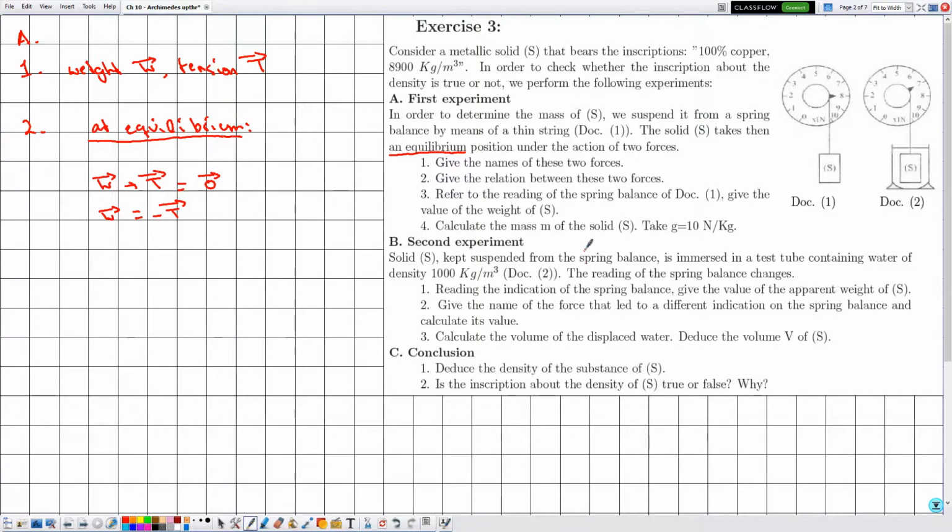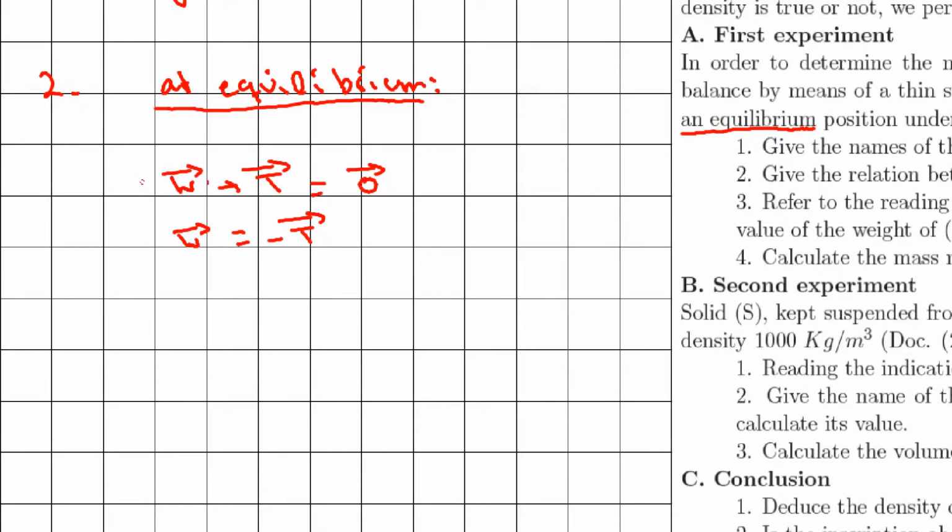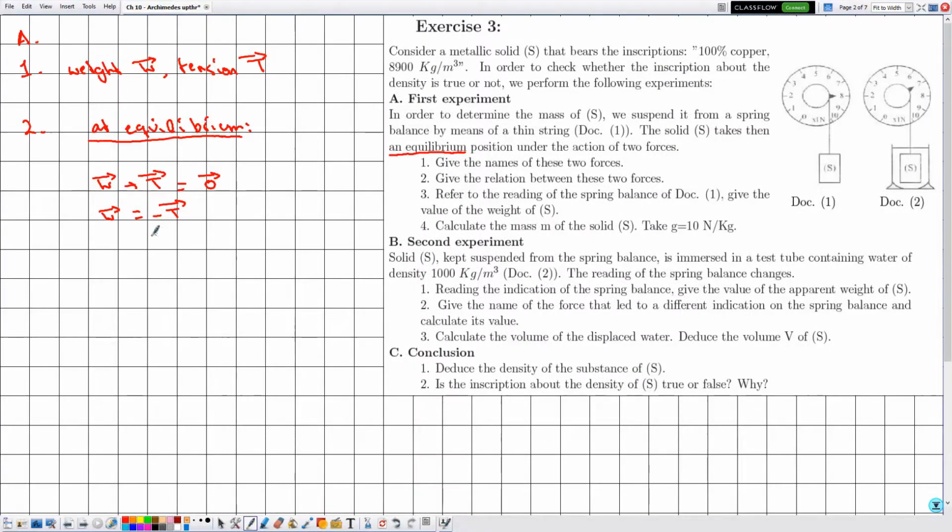Now what does the first equation tell us? It tells us that both forces acting on the solid S, the effect of them, cancel each other in order to give us the equilibrium, which is the 0 vector. So this is the first equation. And the second equation tells us that both forces have the same line of action, opposite direction, and same magnitude.